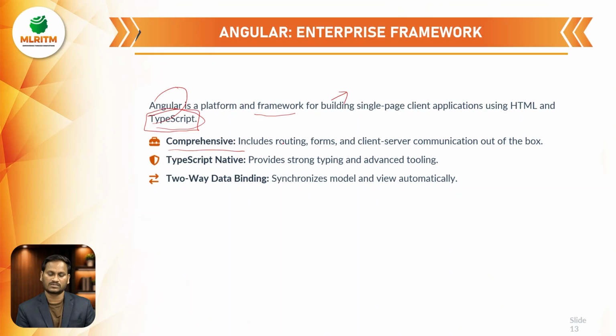Comprehensive. Comprehensive means it includes routing, forms, and client-server communication out of the box. TypeScript native. What is TypeScript native? It provides strong typing and advanced tooling. For documentation, it provides some types of tools. Two-way data binding synchronizes model and view automatically. This is about Angular.